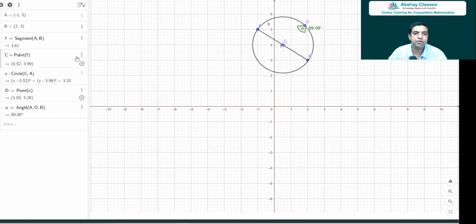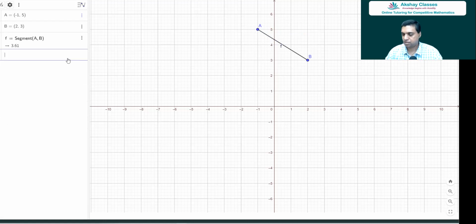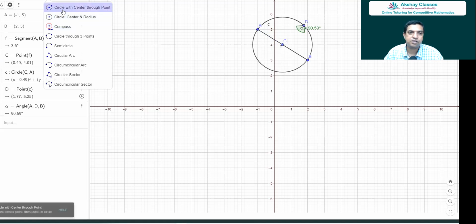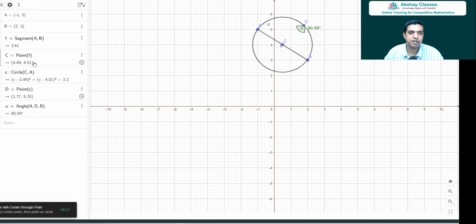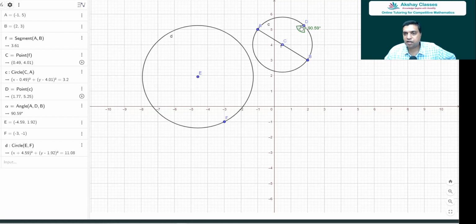All right. Okay, I can fix the point C. Point (0.5, 4) is point C. Okay. And I draw. All right. Again, it has come back. Anyway, I'll leave it here. So we can show that these angles are always 90 degrees, no matter where D changes its location, it will be 90 degrees.